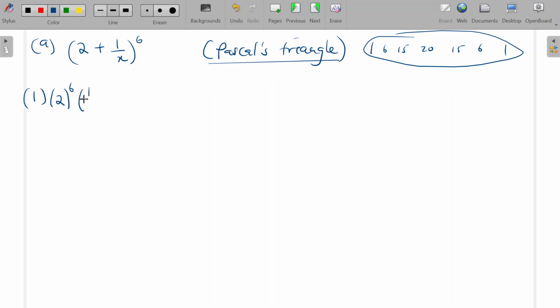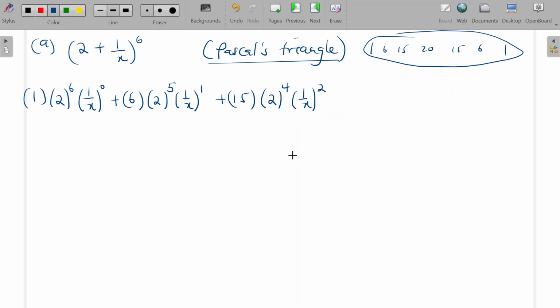Then the next one, I'll raise 1 over x to the power 0. Then I'll say plus, I'll get the 6, and I'll get the first component, which is 2, and raise it to power 5, because it will be subtracting by 1. Then it will multiply with the 1 over x, raised to power 1. This one is increasing by 1. Then plus the 15, then the first component is 2 to the power 4, and the other component is 1 over x raised to power 2.